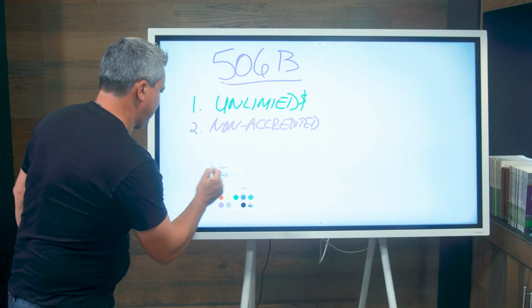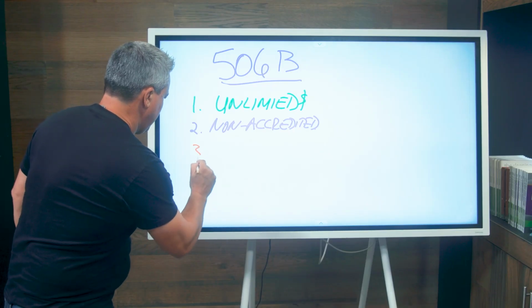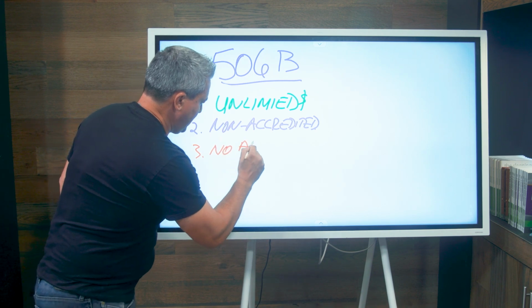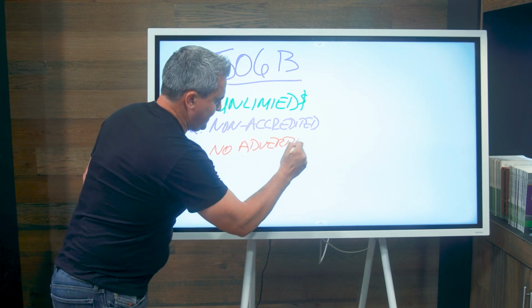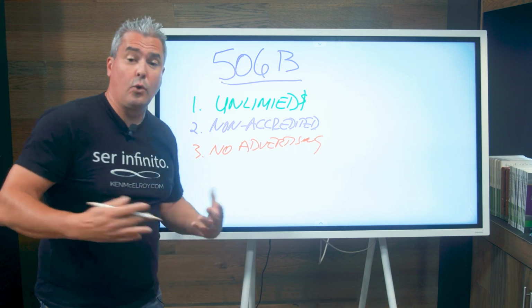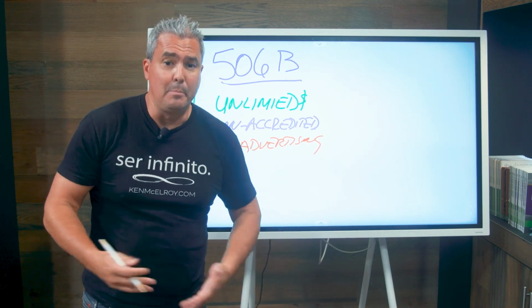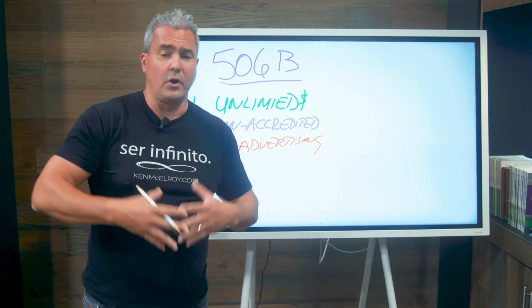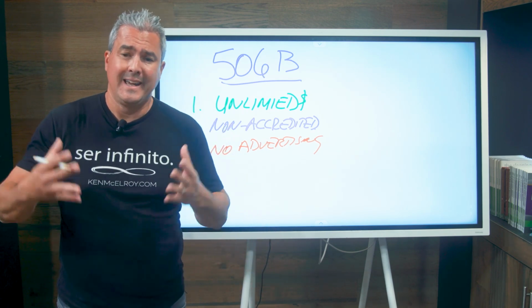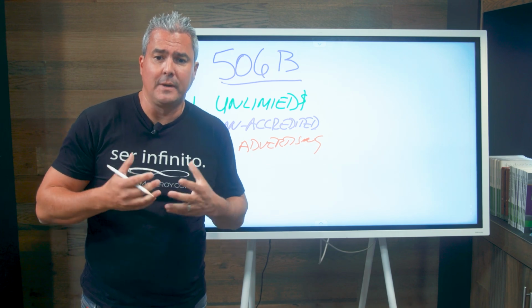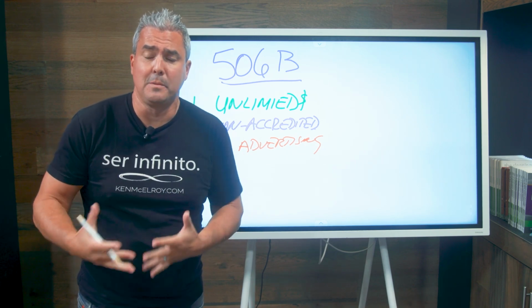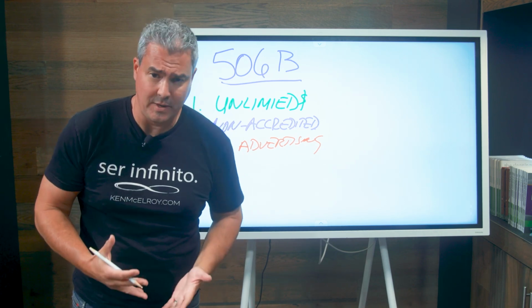The main limitation of 506B is that there's no advertising or general solicitation. So you're not allowed to go on social media and post about your deal. You're not allowed to go to conferences and pass out your business plan. It's really meant to be a private offering. It's an offering between friends and family and people that you have pre-existing relationships with.